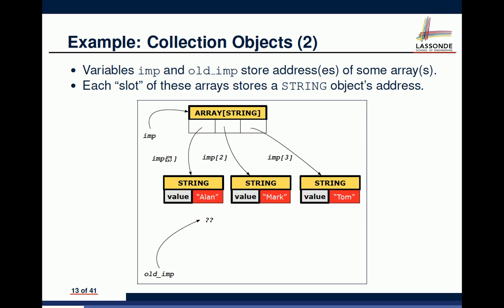Imp at position 1 is pointing to an object, string objects. By the way, string is not expanded. String is a reference type, okay? So now you can see that this is pointing to Alan, and the second index is pointing to Mark, and the third index is pointing to Tom, okay?